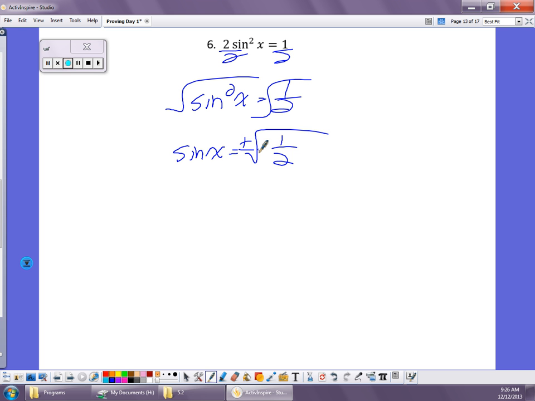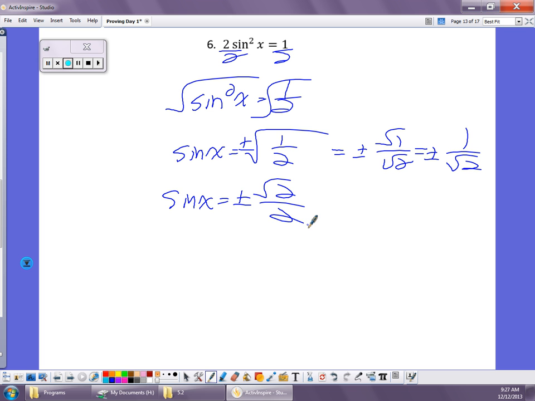Right, so this is going to end up being root 2 over 2 because this can simplify to plus or minus root 1 over root 2, which is plus or minus 1 over root 2, which we just said if we rationalize is root 2 over 2. So x is going to be 45, but again, it's plus or minus. So you need it in all four quadrants. So it would be 45, 135, 225, and 315.